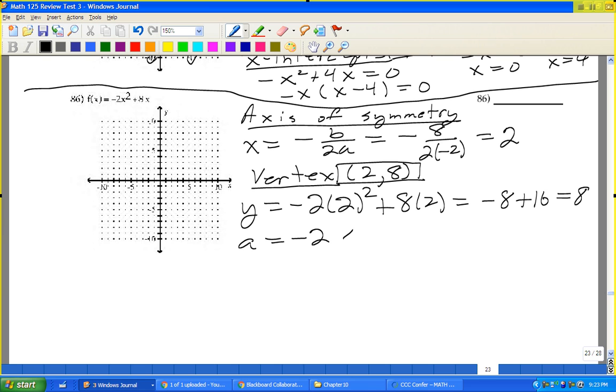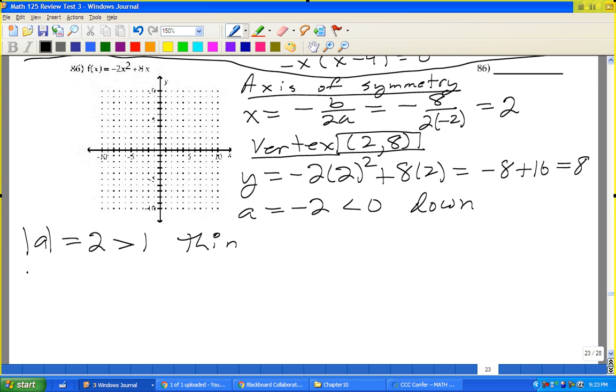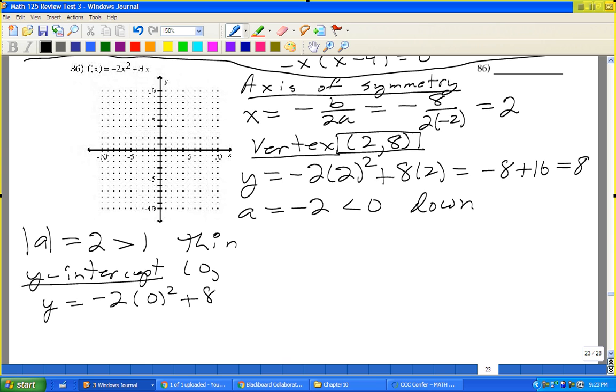a is negative 2, which is less than 0. And so that means that it opens downward. The absolute value of a is 2, which is greater than 1, and so it is thin. Let's find the intercepts. So let's look for the y-intercept. So to find the y-intercept, we set x equal to 0. So negative 2 times 0 squared plus 8 times 0. Well, 0 plus 0 is 0. And so we have it at the origin.